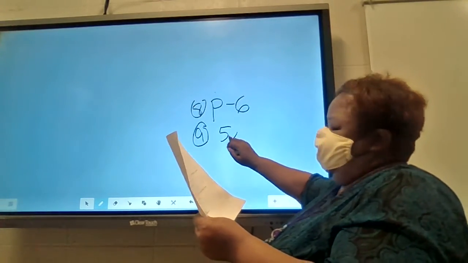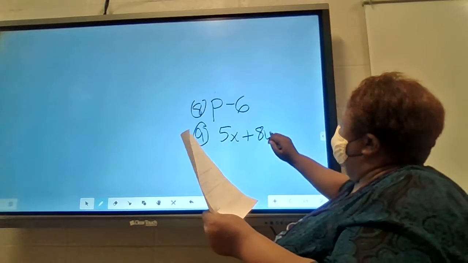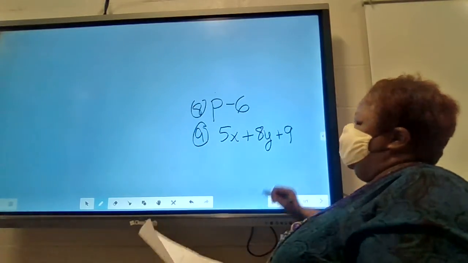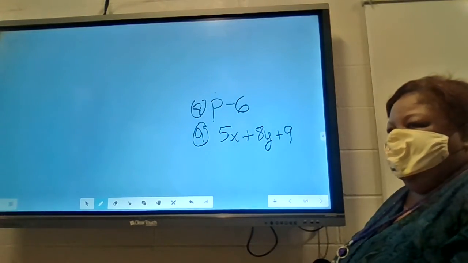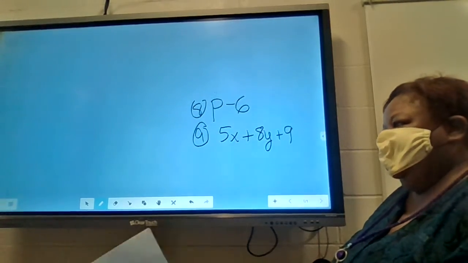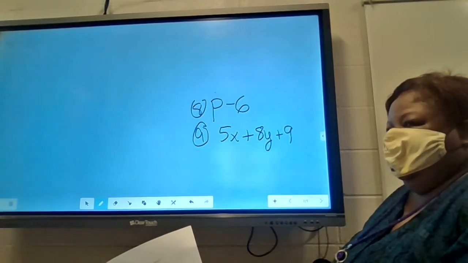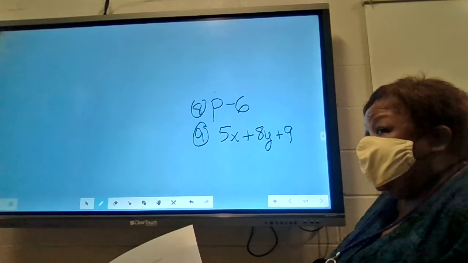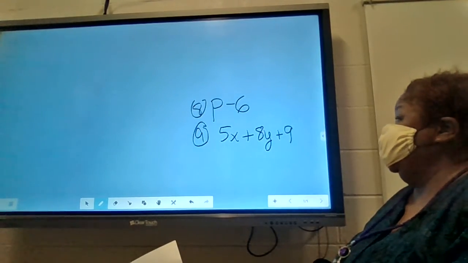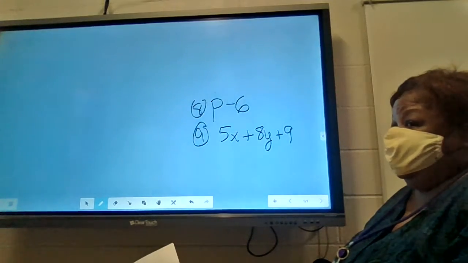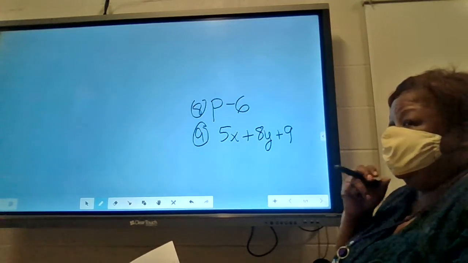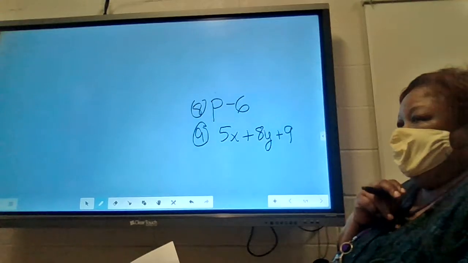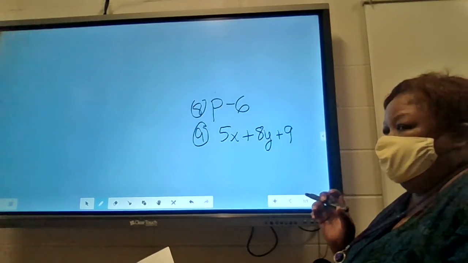Now, number 9 says identify the coefficients. Do you remember what the definition of a coefficient is? Identify the number? The letter? It has something to do with the letter, but the letters are called variables. So what would we call the coefficient? I don't remember. It's not the letters.